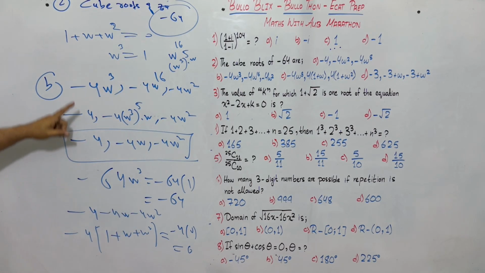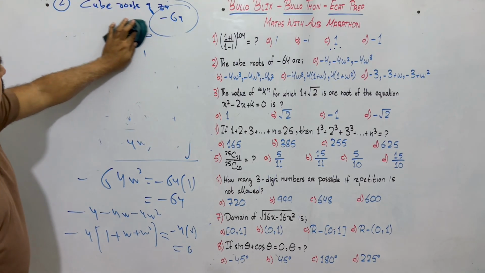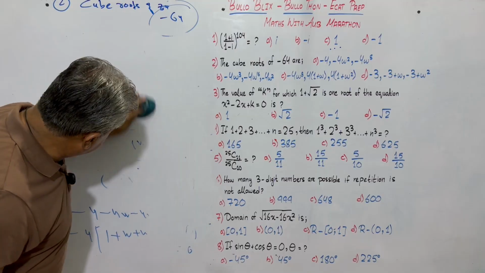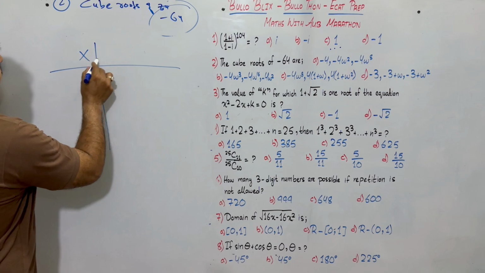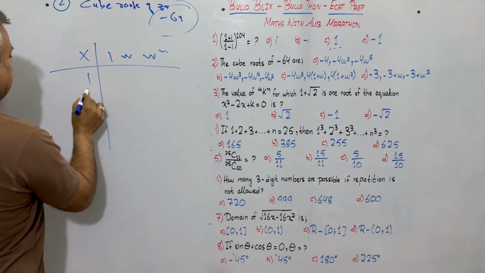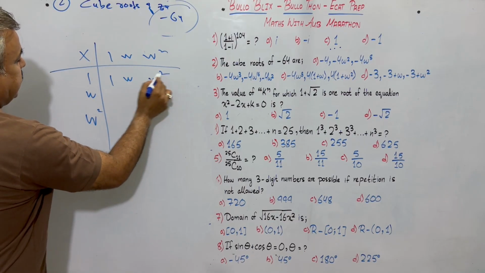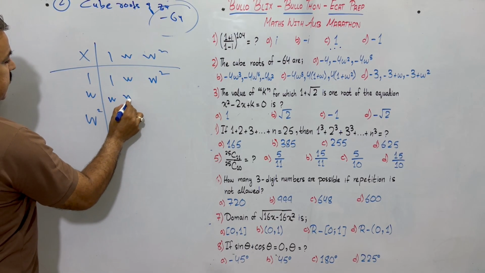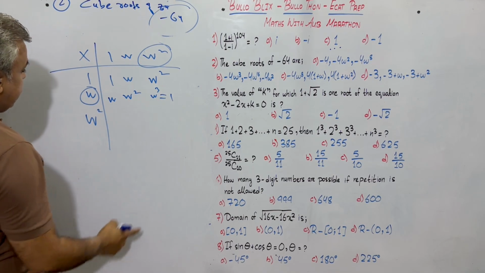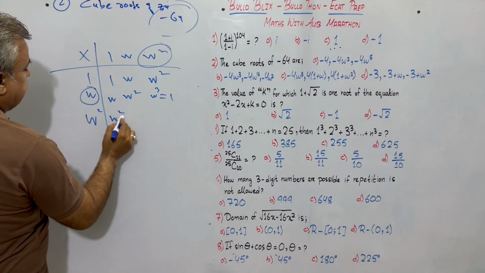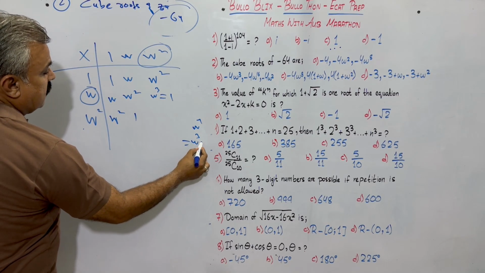Bonus tip for you: 1, omega, omega squared also form a group under multiplication. For this, let me make the Cayley table for you. 1, omega, omega squared by 1, omega, omega squared. 1 times 1 is 1, 1 times omega is omega, 1 times omega squared is omega squared. Look at this: omega into omega squared is omega cubed, which means 1. Similarly, it will become omega squared. Omega 4 can be written as omega cubed times omega, so it's also omega.